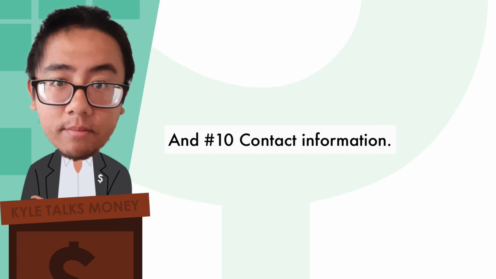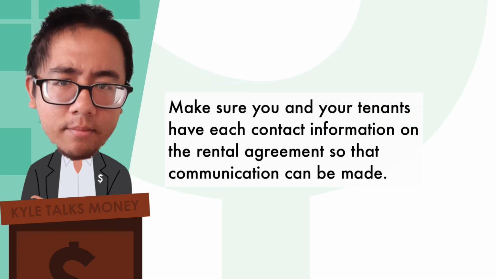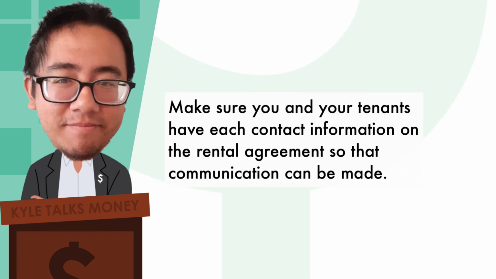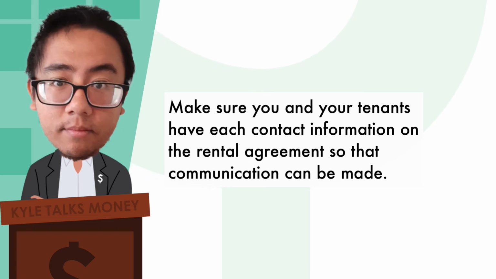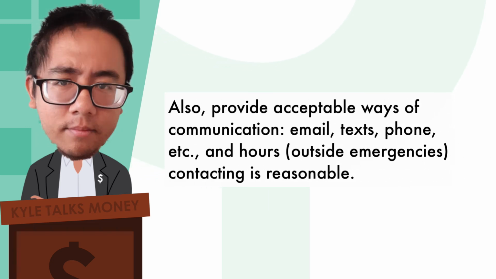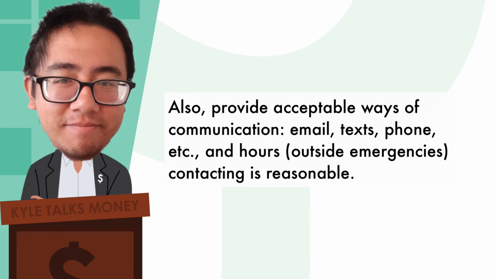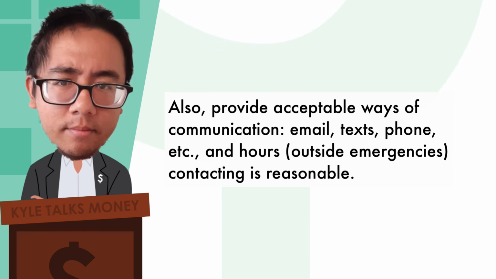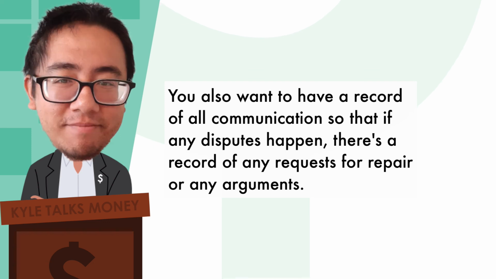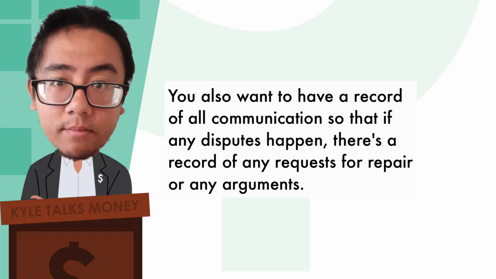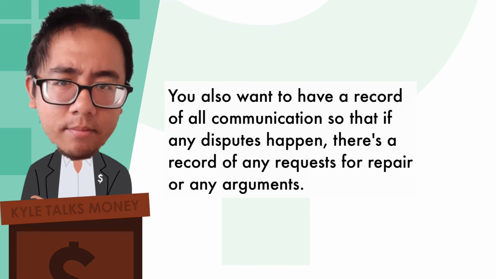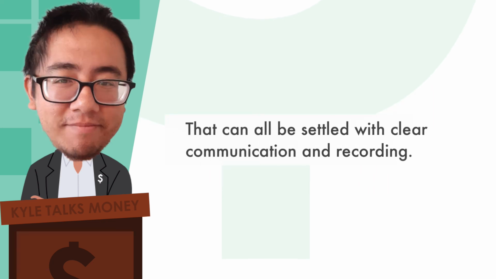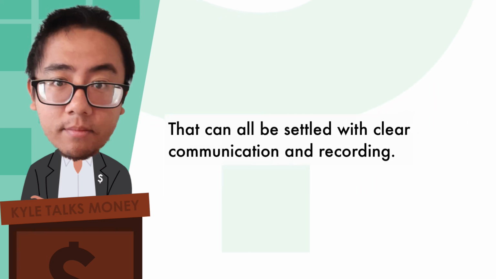And number 10, contact information. Make sure you and your tenants each have each other's contacts on the rental agreement so that communication can be made. Also, provide acceptable ways of communication, email, text, phone, etc., and hours outside emergencies when contacting is reasonable. You also want to have a record of all communications so that if any disputes happen, there's a record of any requests for repairs or any arguments. This can all be settled with clear communication and recording.